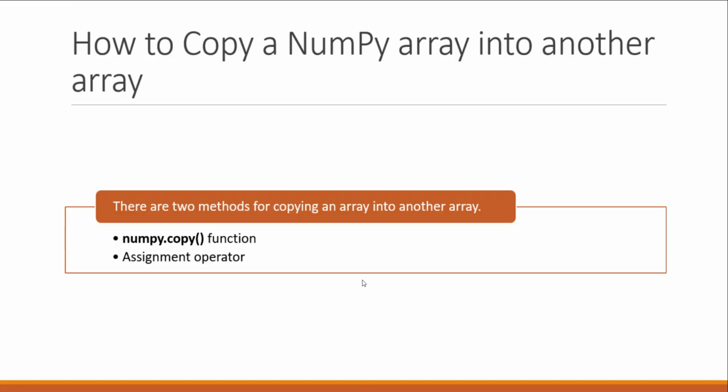Firstly, we will discuss how to copy a NumPy array into another array. Copying an array means a new array is created and inside of this array the elements will be the same as the original array elements. There are two methods for copying an array into another array. The first one is the numpy.copy function and the second one is the assignment operator. Now we will briefly discuss these methods and learn how to copy an array into another array.